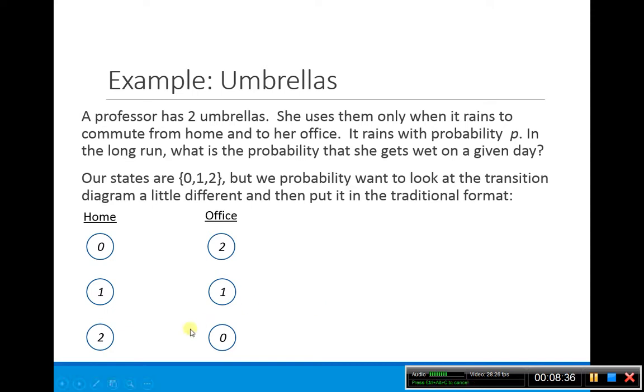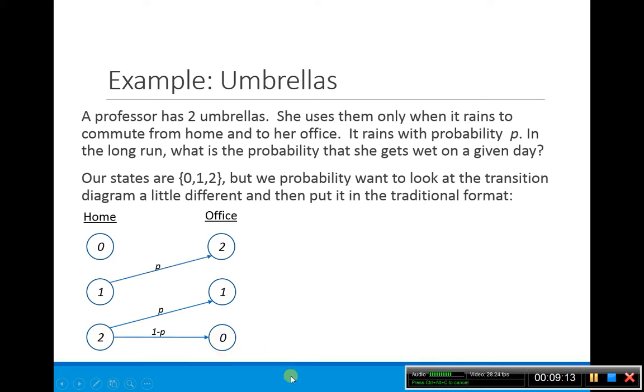Let's start down here at the bottom, and then I'll show you how to get this into a traditional format. Suppose you're at home and you have 2 umbrellas. If it rains, then you're going to take one of those umbrellas to work. So you did have 0 umbrellas at the office, right? But you took one of your umbrellas from work home, so now there's 1 umbrella left at the office. The probability of rain is p. If it doesn't rain, then you're going to stay just like you are, with 2 umbrellas at home and none at the office.